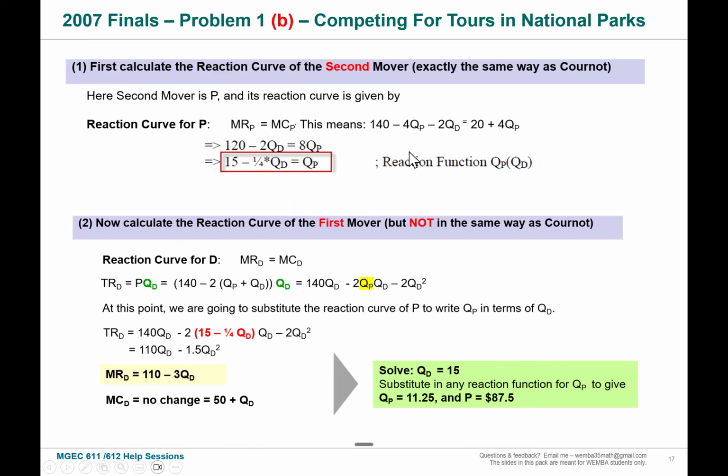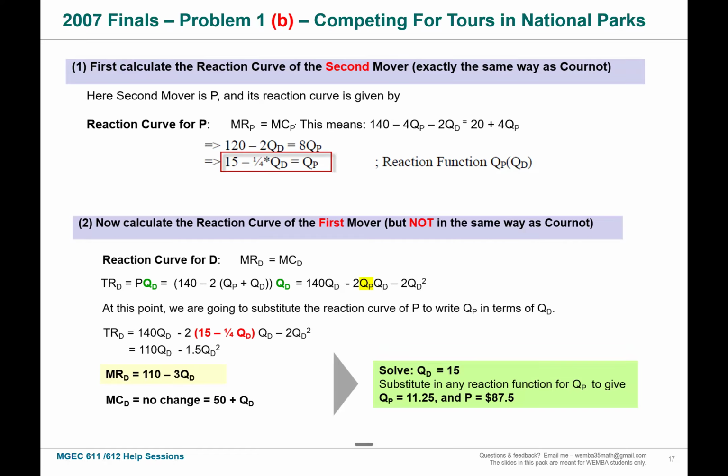But the trick comes in how I compute the reaction curve of the first mover. In this case, the first mover is obviously the D firm, the triple D firm. So the reaction curve for D is MRD equal to MCD. To get MRD, I first get the total revenue of firm D, which is price times QD. No surprises there. I expand price in terms of QP and QD. But now I don't treat QP as constant. I replace QP based on the reaction curve of P, so I replace QP by 15 minus 1/4 QD.